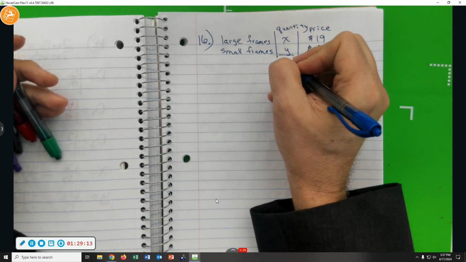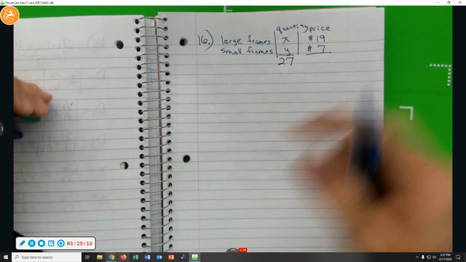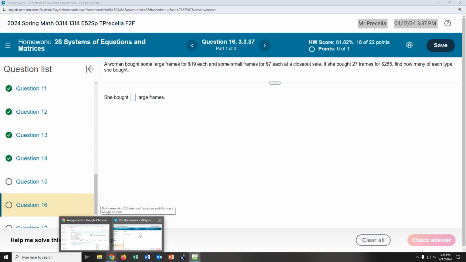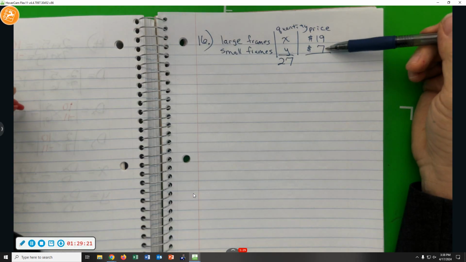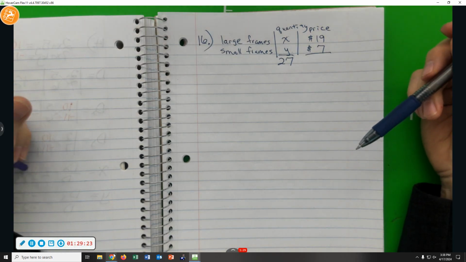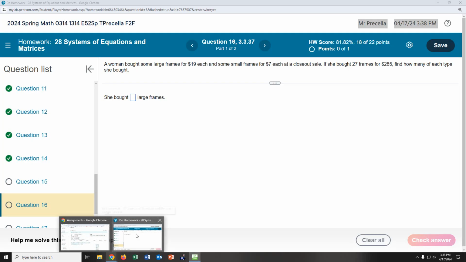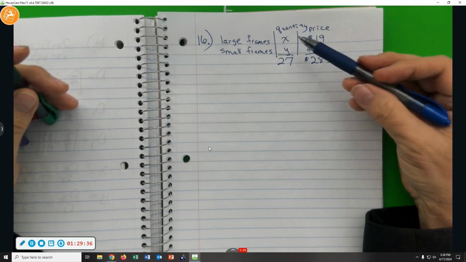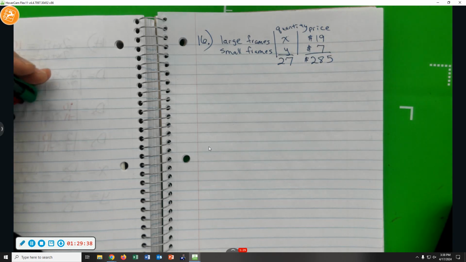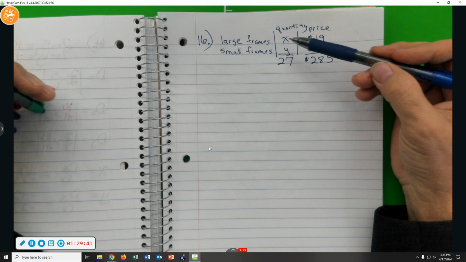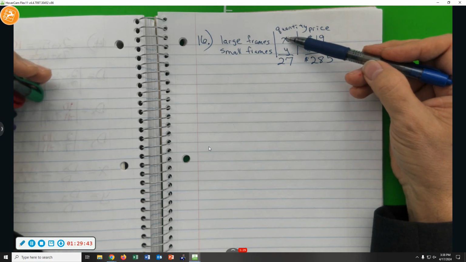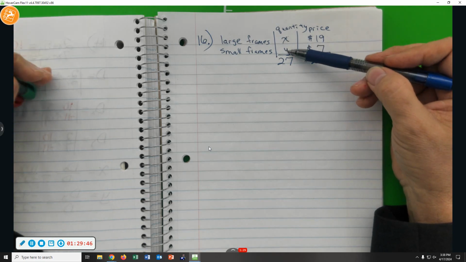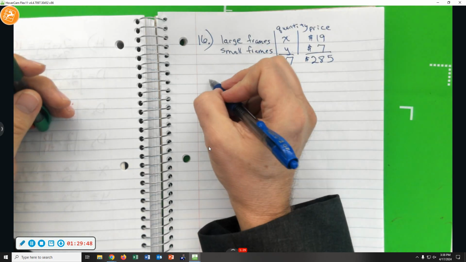27. Each large frame sold for $19 and each small frame sold for $7. Do we have a total dollar amount that she spent? $285. Now, we have two unknowns. We need two unique equations. I'll get us started. If you take the X large frames and you add it to the Y small frames, what had that better equal?